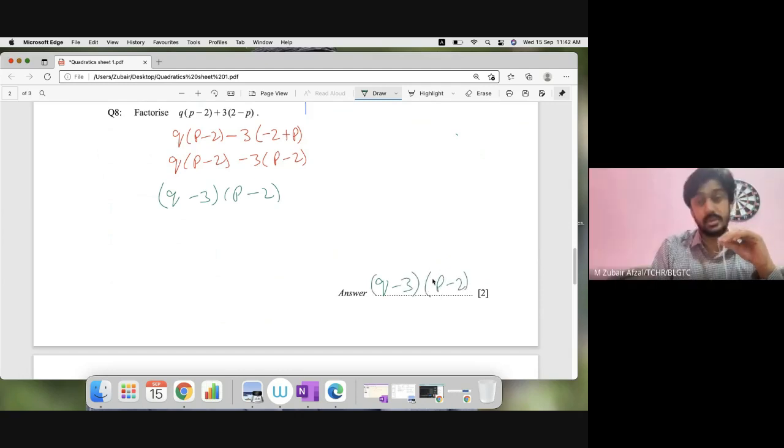Those who do not put the minus will not get the right answer, the common factor will not come. Some students make the mistake of writing 3q plus 3 into p minus 2, which would become zero. You have to recognize that these two brackets are not the same. First, you have to convert them. So 1 mark was for taking negative as common, and the other is the completion, the simplification.